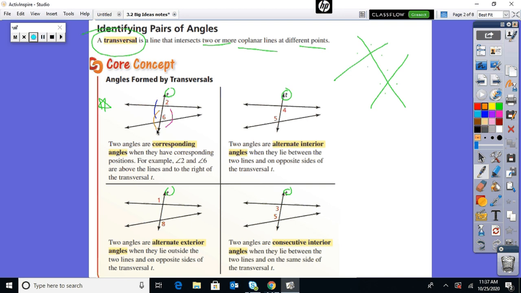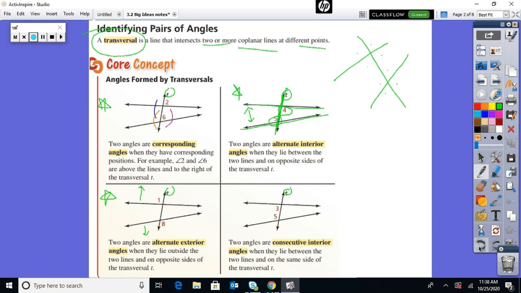Now, alternate interior, the second one. Alternate interior does just that. Alternates means you go back and forth, and interior means you're inside the two lines. So here's the two lines. The interior are going to be the points in between them. So if you alternate on the interior, you stay on the inside and you go back and forth over the transversal. Similarly, alternate exterior, they go back and forth, but now they're on the outside. So they stay on the exterior of the two lines, and they are alternating back and forth over the transversal.